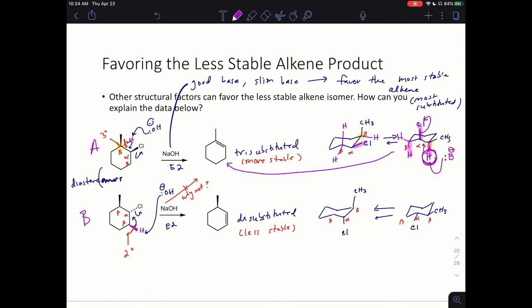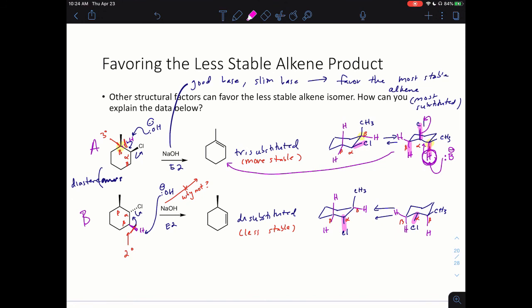Now, why in the world doesn't this happen with stereoisomer B? Why do we not just form the more stable product? Well, let's figure it out. Okay, so I've drawn both chair forms. Let's draw in all of the beta hydrogens, and let's try to find one that is anti-periplanar to the leaving group. So here's the carbon leaving group bond. We're not sure which chair it reacts from.